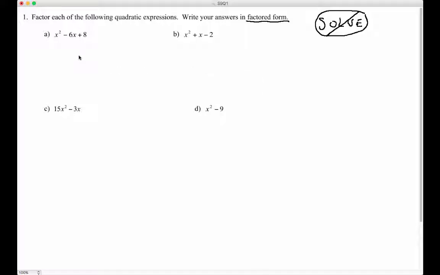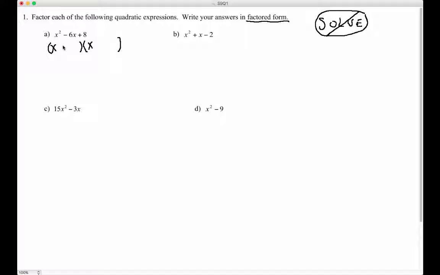All right, so back to the ranch with that word of warning out of the way, we need to factor this. We know that in the undo FOIL world, the first terms must have come from the product of x times x. So we'll put those in there because that gave me an x squared. Now I need two numbers that, when I multiply them together, give me an 8, and when I add them together give me a negative 6.